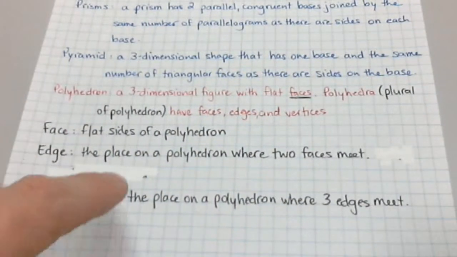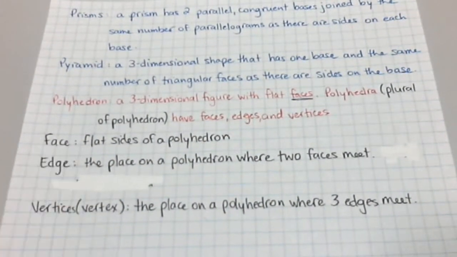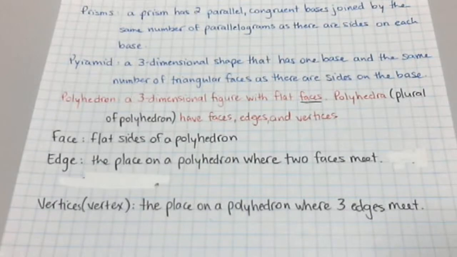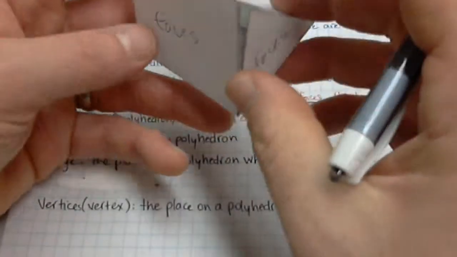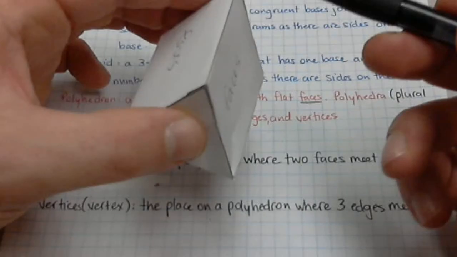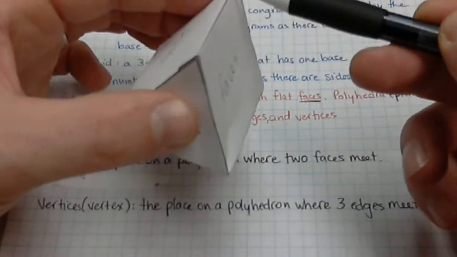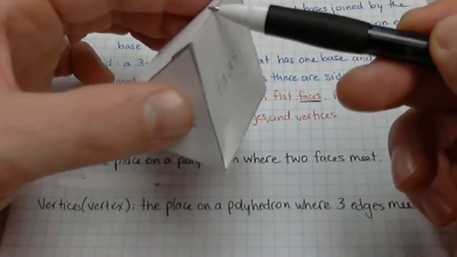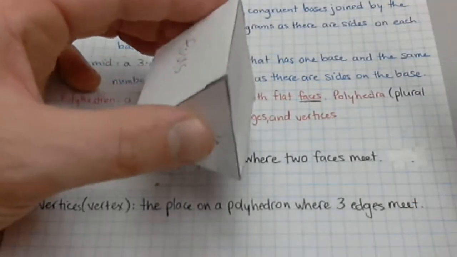Now the second thing is an edge. It says the place on a polyhedron where two faces meet. So if I have a face here and a face here, this part, this sort of peak, is where the two faces meet. This is called an edge.